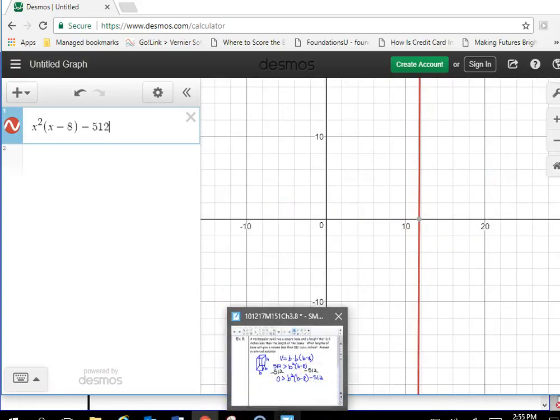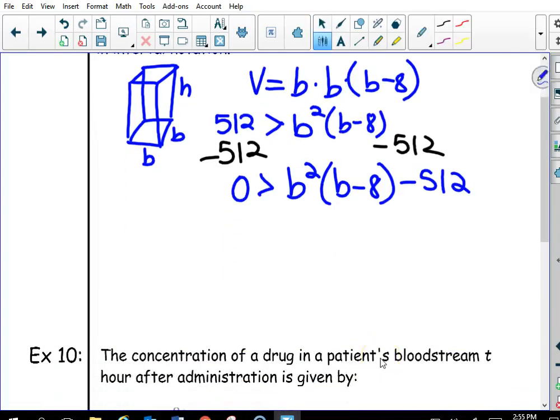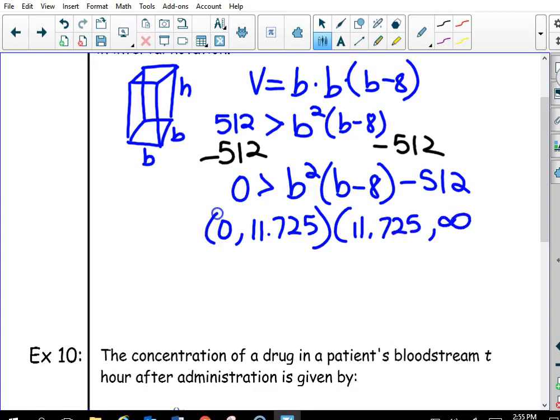11.725. So I'm going to test between 0 and 11.725, and then greater than 11.725. Alrighty, in between 0 and 11.725, I'm just going to pick a number in the middle there, 8, and then greater than that is going to be 12. So if we put in an 8, I'm actually going to calculate this, so hang on while I grab my calculator. Okay, well, I take that back.